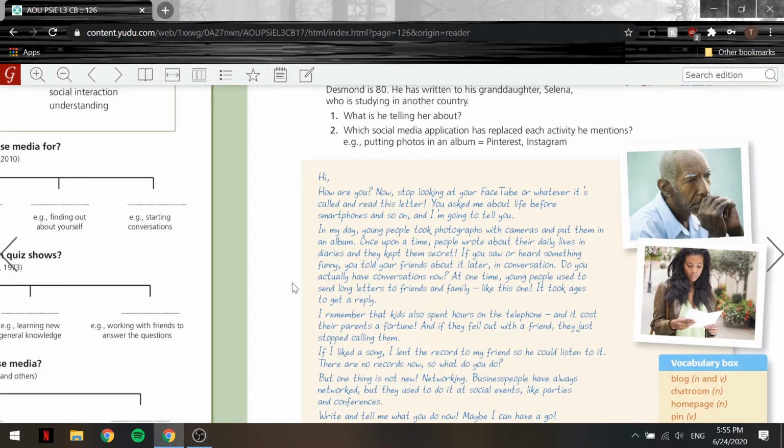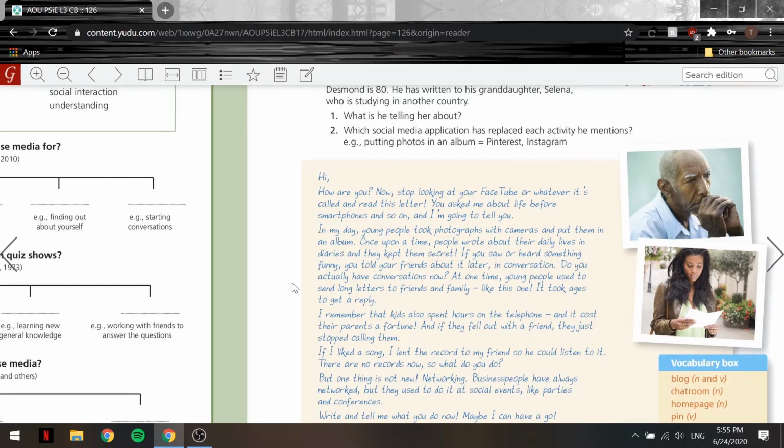At one time, young people used to send long letters to friends and family, like this one. I remember that kids also spent hours on the telephone, and it cost parents a fortune. Okay, so this is basically just texting and waiting for calls and stuff like that. So we'll say WhatsApp, Skype, Discord, if you guys know what that is, Facebook. All of these are means for online chatting, texting, and calling.